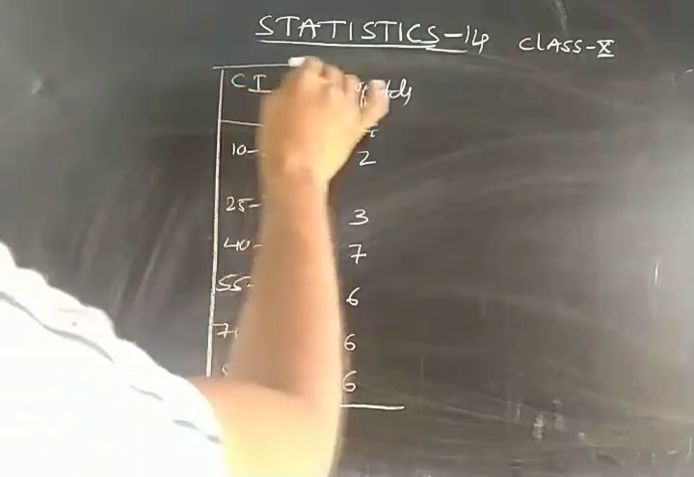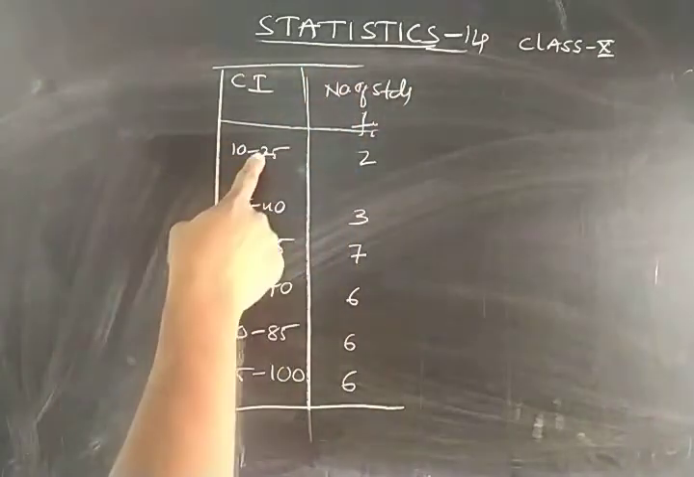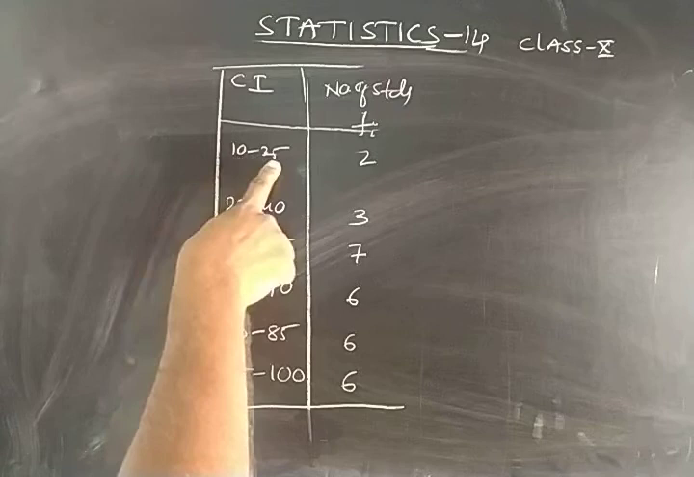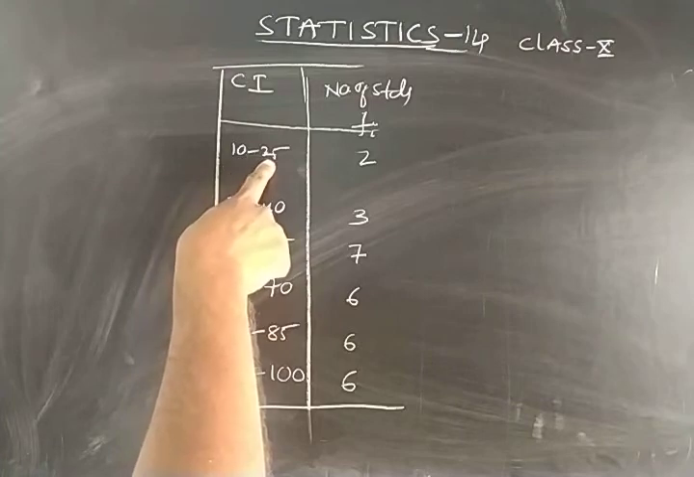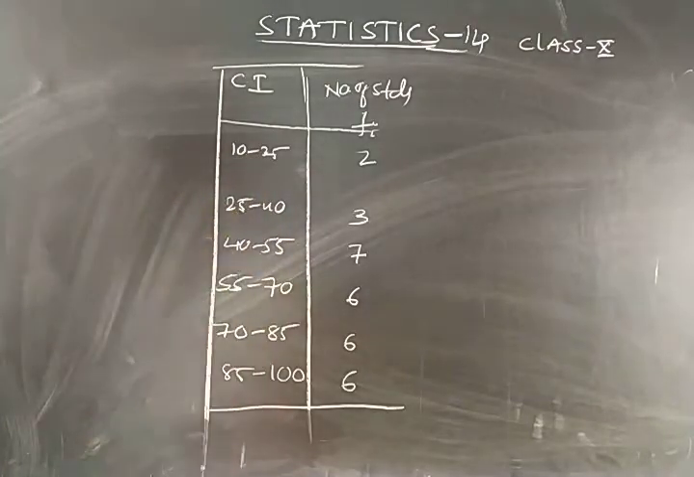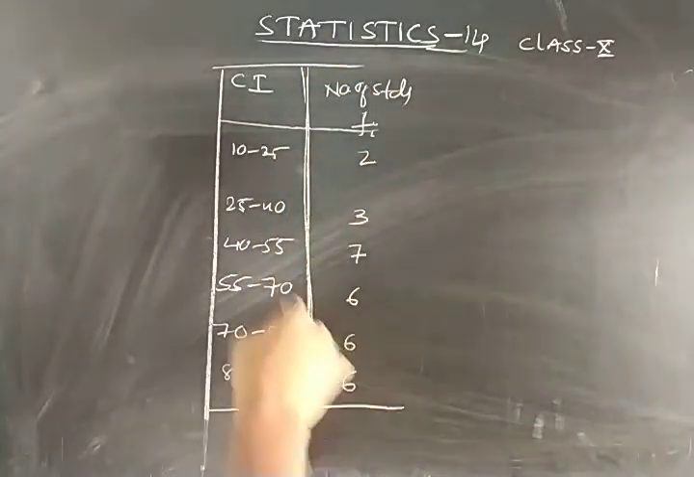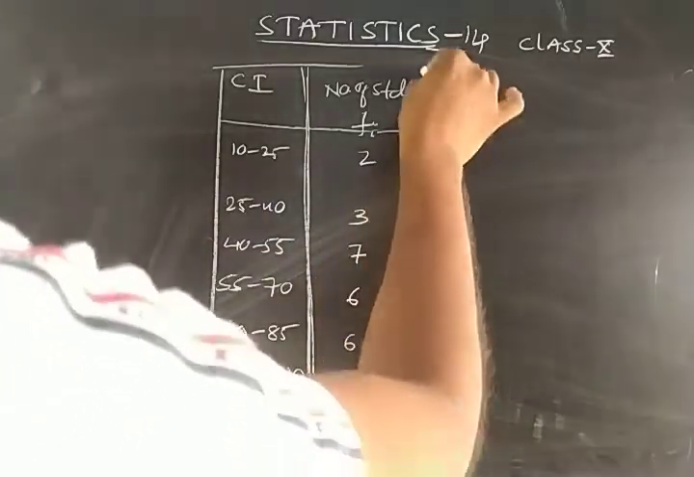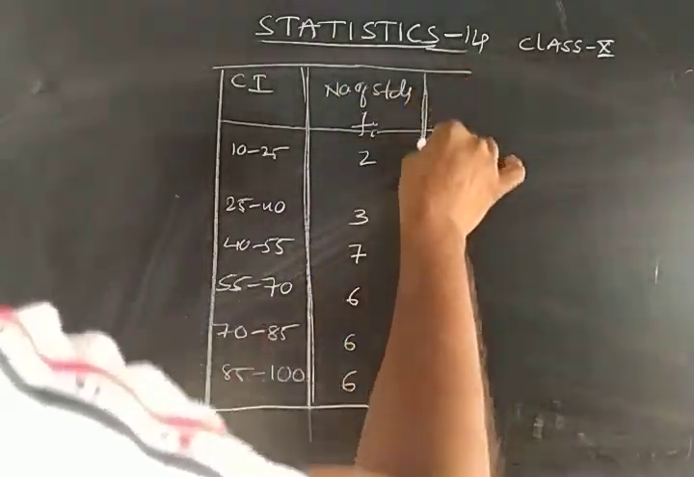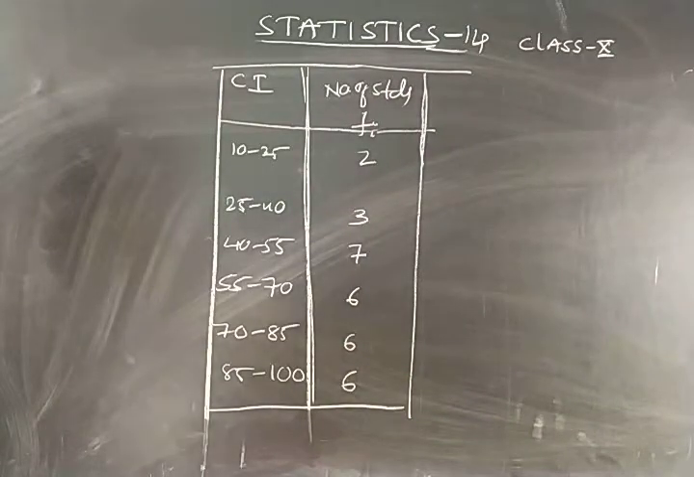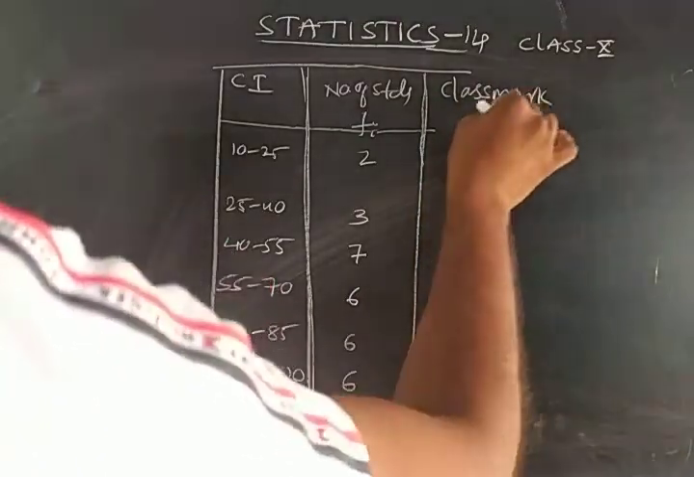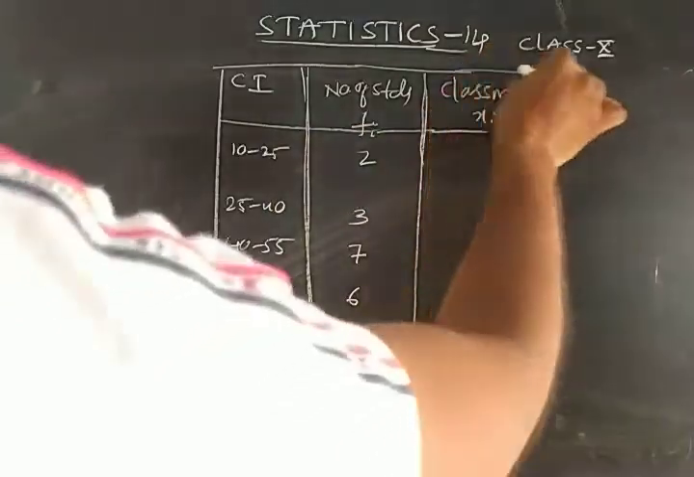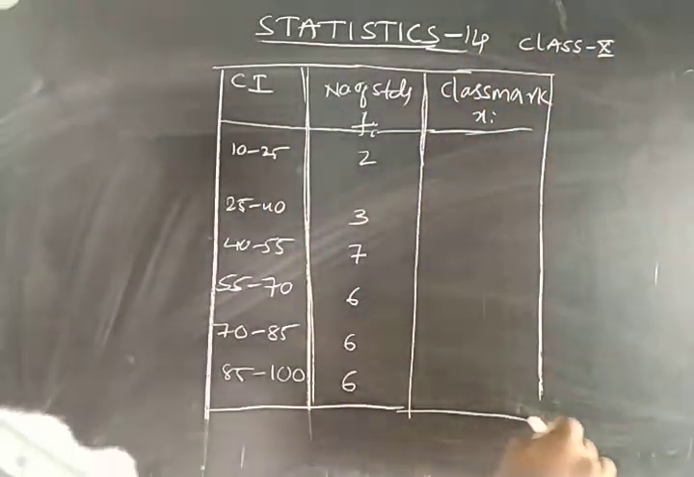In this direct method, observe every interval: this is the lower limit and this is the upper limit. From the upper limit, subtract the lower limit: 25 minus 10 is 15, 40 minus 25 is 15. Every interval has the same difference. If you have continuous intervals, then you should find the class mark, denoted by xi.